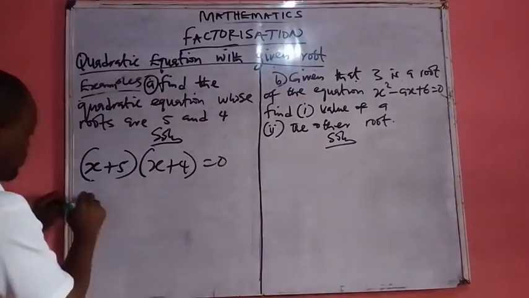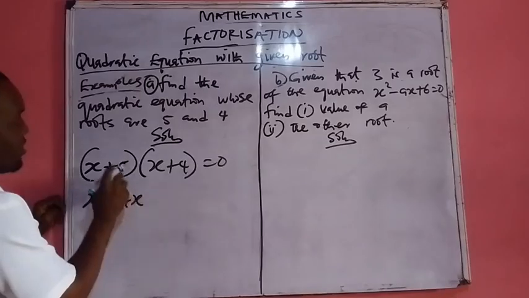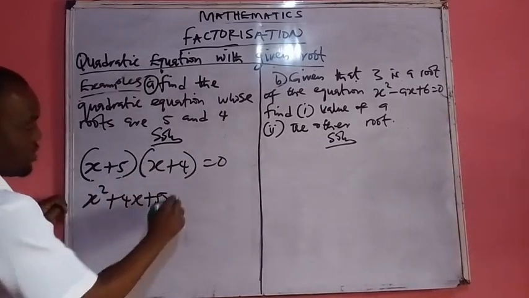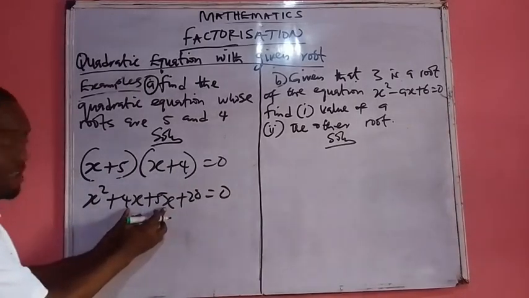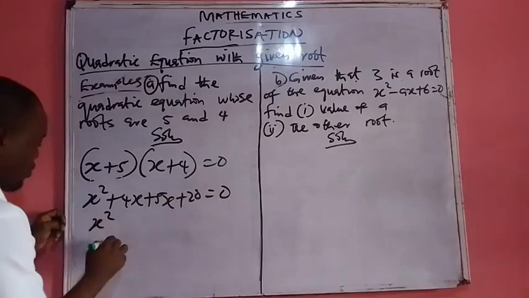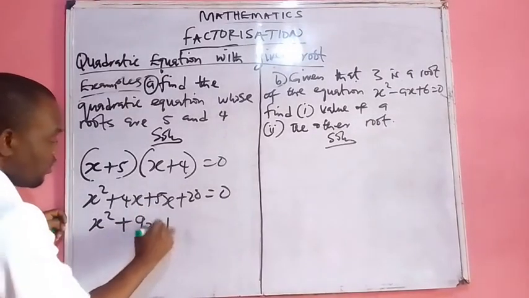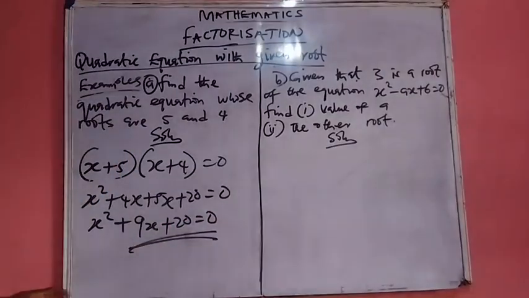Now x times x will give me what? x squared. x times 4 will give me plus 4x. 5 times x will give me plus 5x. 5 times 4 will give me 20, equal to 0. These two are the same, you can add them together. So now I have x squared plus 9x plus 20 equal to 0. This is the equation they ask us to look for.